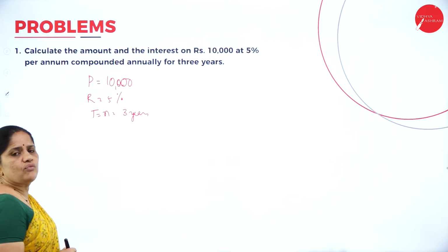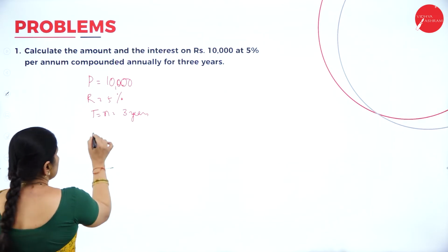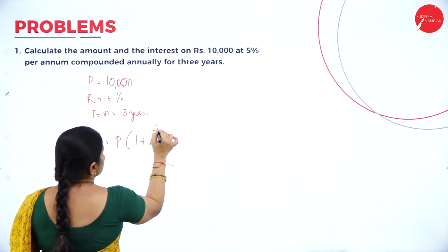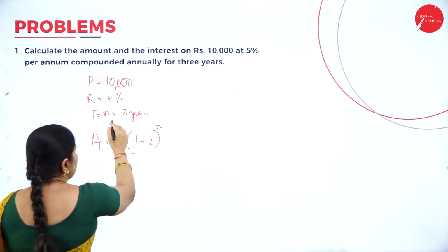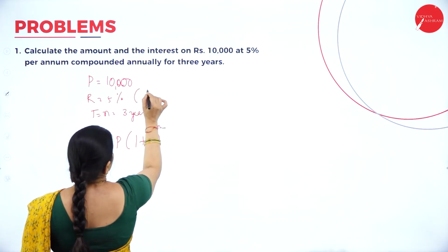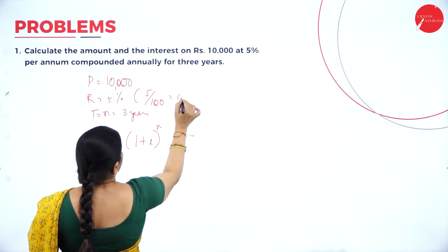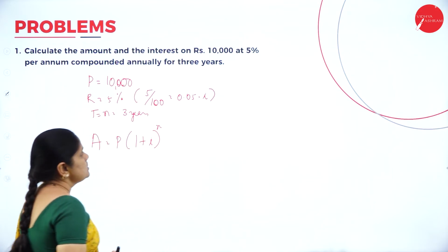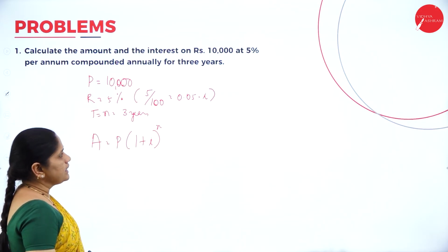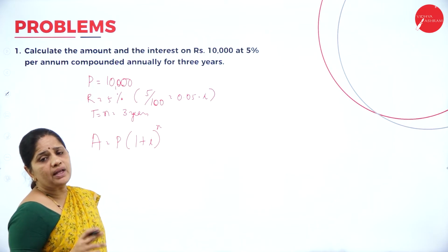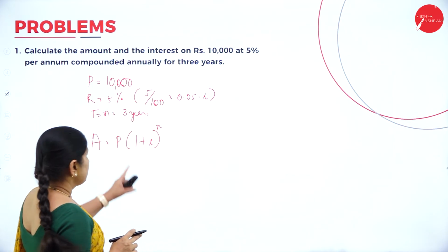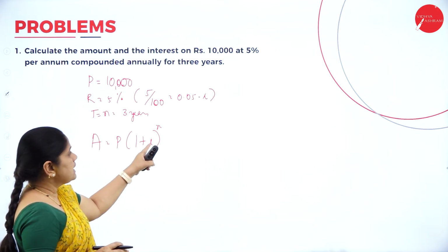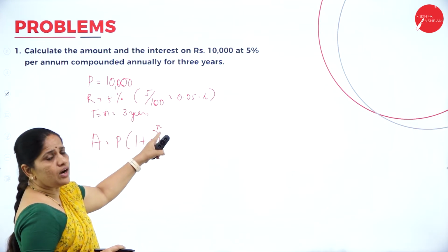Now we have to know what is the formula for compound interest. So amount equals P into (1 plus I) to the power n. Whenever you are given R, if you do 5 by 100, 0.05, this will become I. So when 5 is divided by 100, we write it in decimal form as I. Here A is the amount, P is the principal, I is the rate of interest, and n is the number of years.